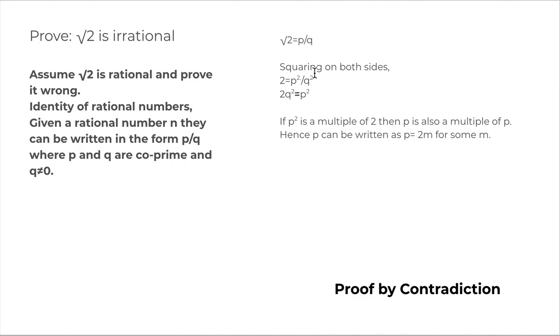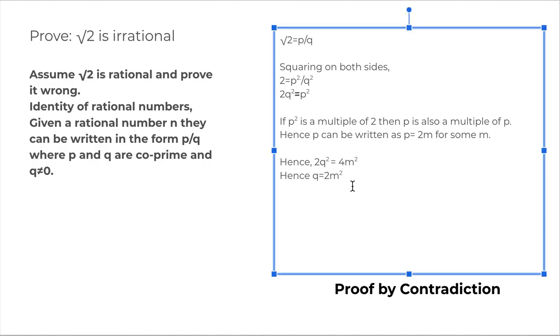So, if p is a multiple of 2, you can write p as 2 times m for some integer m, right? And now if you write p as 2m, you can write 2q square as 4m square. From p equal to 2m, you just put it here, and you have 2q square is p square and p is 2m, so you have 2q square is 4m square. I take the 2 out on both sides, and it becomes q square is 2m square, alright? And since, as we saw that p square is a multiple of 2, here q square becomes a multiple of 2 as well.